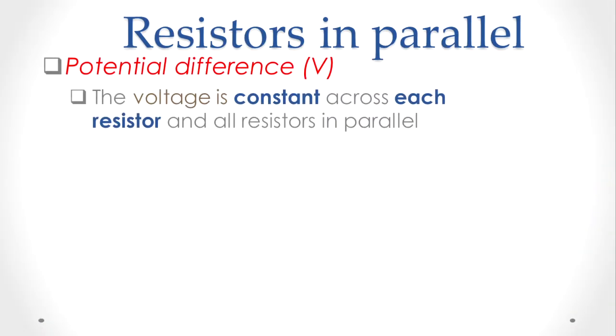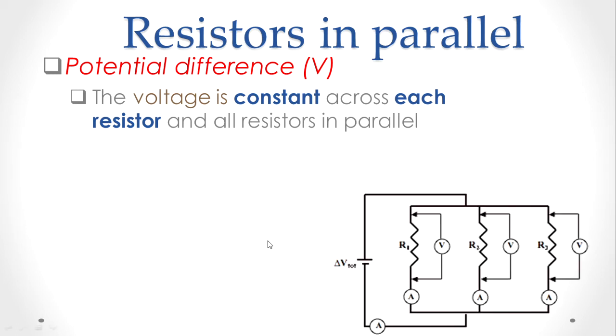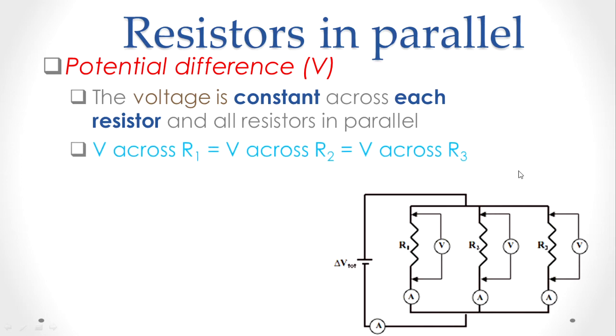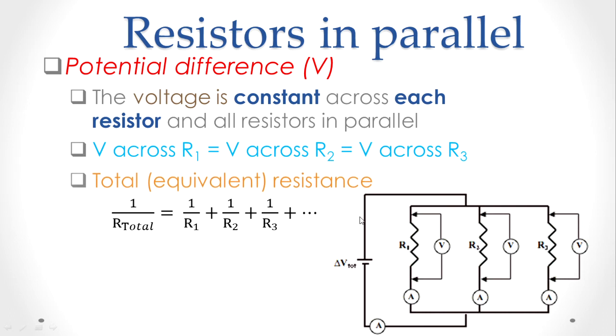So how does potential difference work in a parallel connection? Voltage is actually constant across each resistor, all the resistors in parallel. So what we'll find is all these voltmeters will have the same reading. If we had to connect another voltmeter across the entire parallel connection, it would have the same reading. So the voltage is the same. Voltage is not divided in a parallel connection. Only current is. So voltage across resistor 1 and 2 and 3 are all equal.